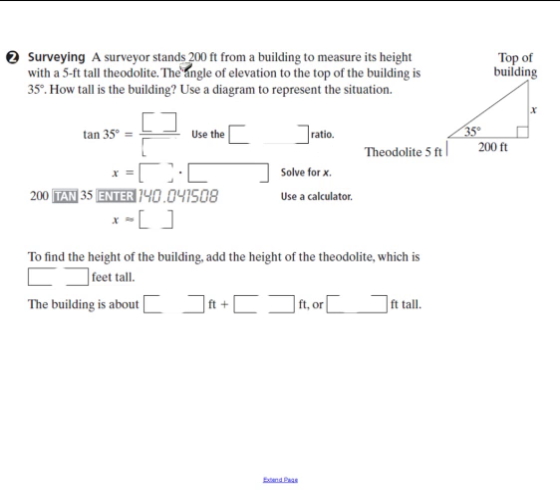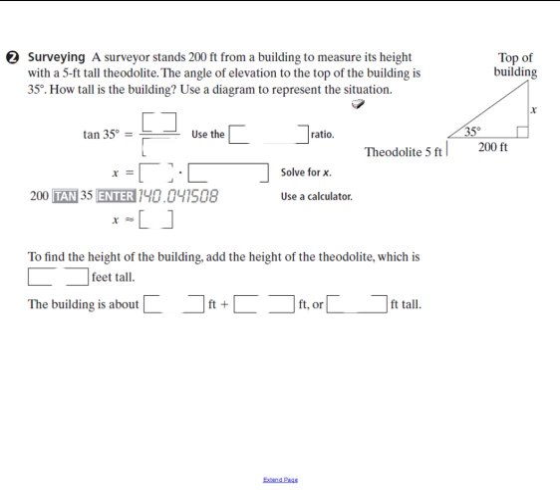So it says a surveyor stands 200 feet from a building to measure its height with a 5-foot tall theodolite, which is a measuring tool that surveyors use. You've probably seen them with the little tripod and everything. So the angle of elevation to the top of the building is 35 degrees. So if we're doing angle of elevation, that means horizontal line of sight, and we're measuring the angle up. So here's our theodolite, horizontal line of sight, and the 35 degrees up because it's angle of elevation to the top of the building.